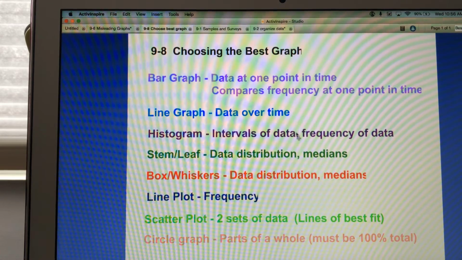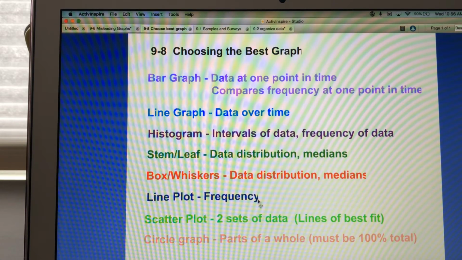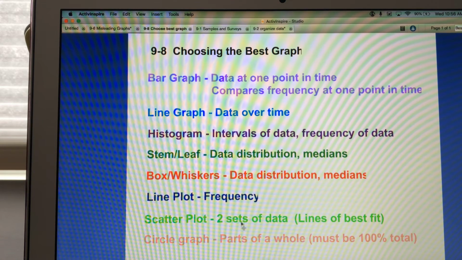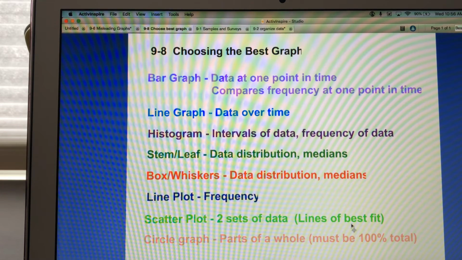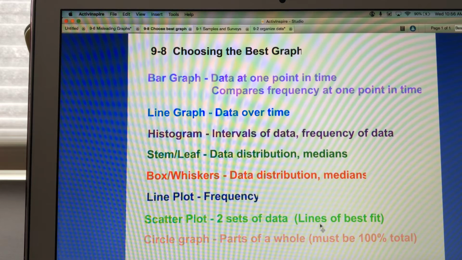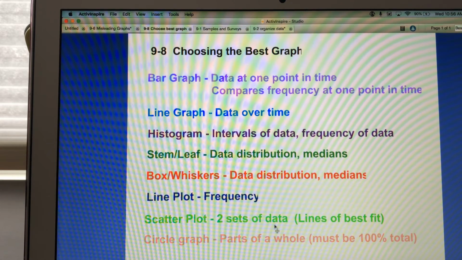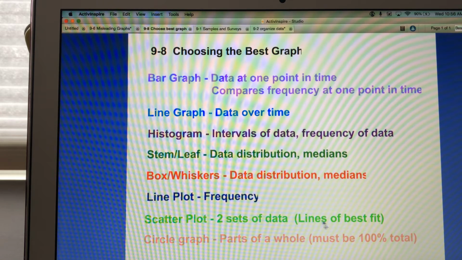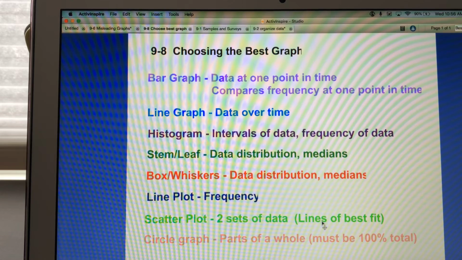Line plot. Don't get that confused with a line graph. A graph is a line going up and down in a coordinate grid. A line plot is just a frequency table using x's. Scatter plot. Here you will have 2 sets of data. Lines of best fit. I'm actually going to do a slide on that. A video is coming on scatter plots. So 2 sets of data. They can be related or they don't have to be related. We will be looking for lines of best fit and correlation when you get to scatter plots.